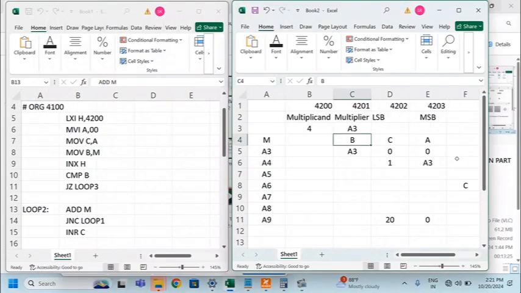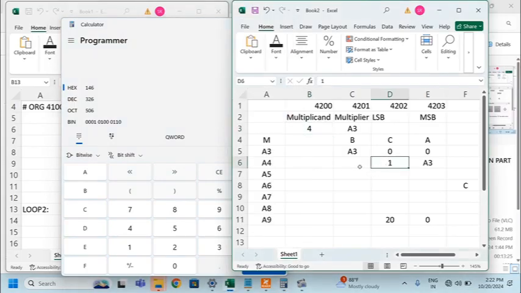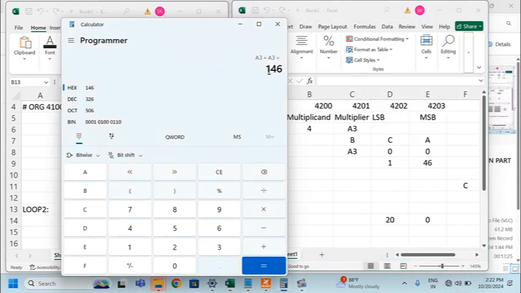Now let us discuss the same program with another example so that we get carry also. Let us multiply A3 for 4 times, and we will do it in the calculator itself. A3 multiplied 4 times means that we have to add 4 times. Now we get A3 plus A3, so now we are getting 146. 146 means 1 is taken as a carry and 46 is available in the accumulator. So this is the result.